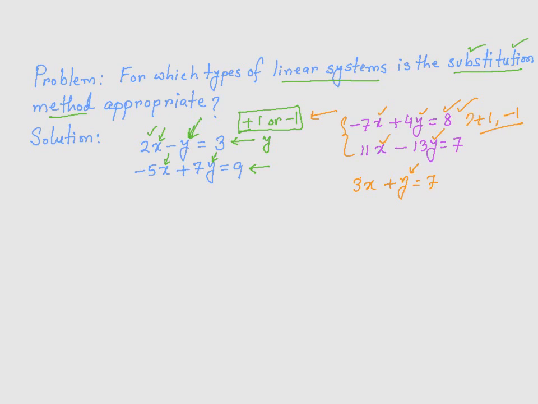That means this system, while you can solve it, doesn't mean that you wouldn't be able to solve it. You would be able to solve it using the substitution method, but that's not the best approach. On the other hand, if you have a system of equations like this, where you have at least one of the variables with coefficients 1 or negative 1, it's a great match for the substitution method.